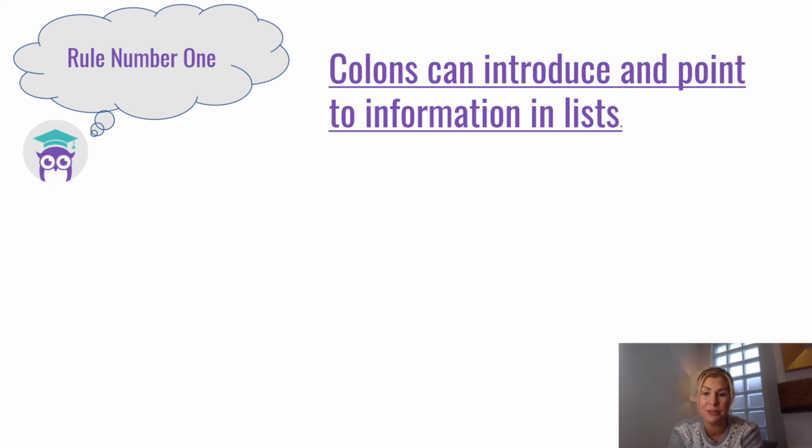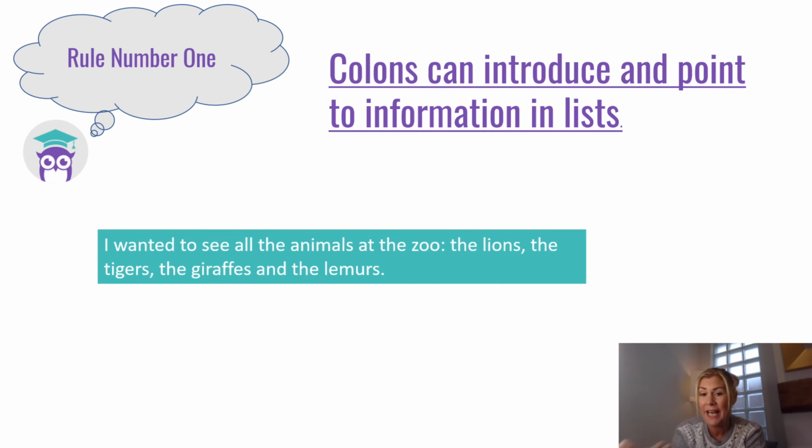Colons can introduce and point to information in a list. This is such an easy way to use a colon. It works in both creative writing and analytical writing. And here is a perfect example: I wanted to see all of the animals at the zoo: the lions, the tigers, the giraffes and the lemurs.